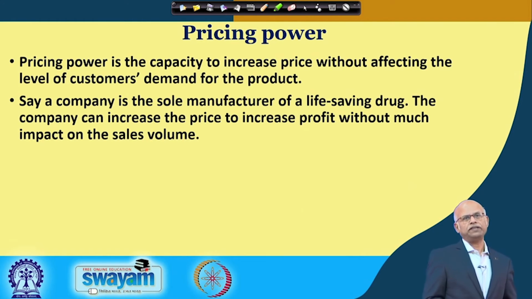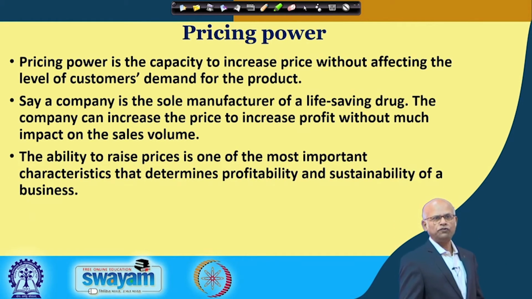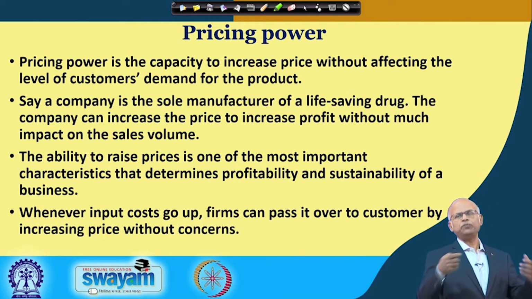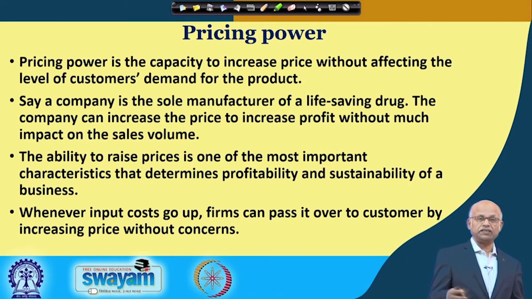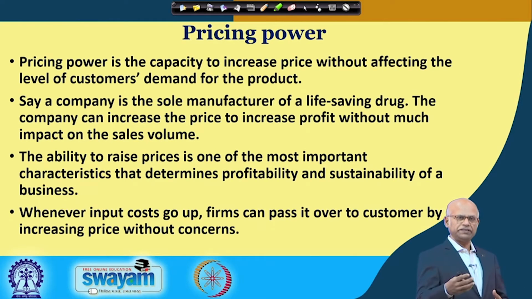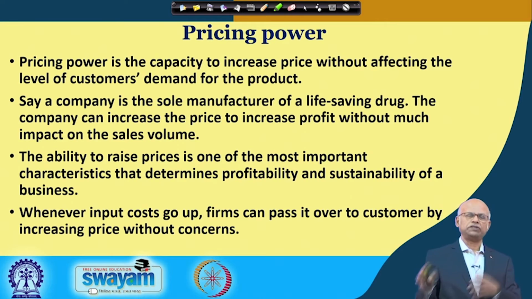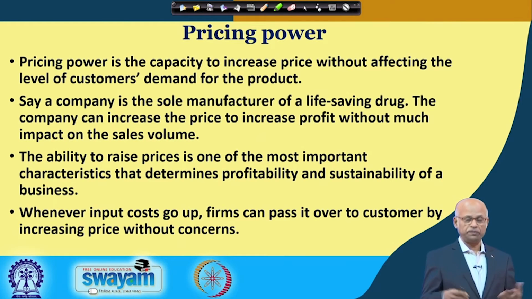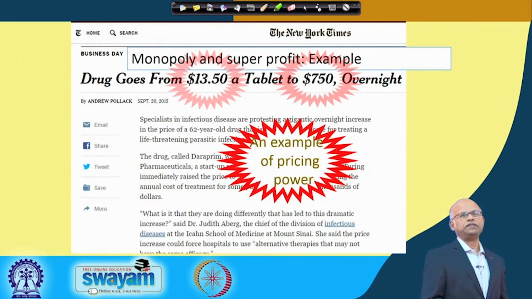I have a wonderful example here. So, let us move forward with the example. Whenever input cost goes up, you can pass it over to the customer without bothering that the customer is going to go away if I increase the price. That is what is pricing power. Like, say, interest rate goes up, so you increase the price accordingly. Customers are not going to go to your competitors. That is what is pricing power. But if they go, then you do not have the pricing power.